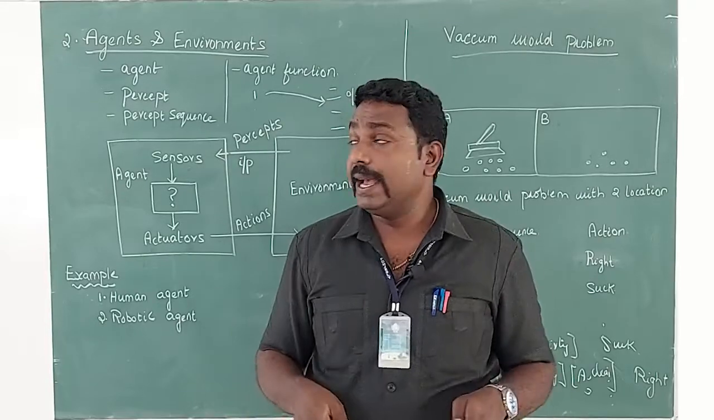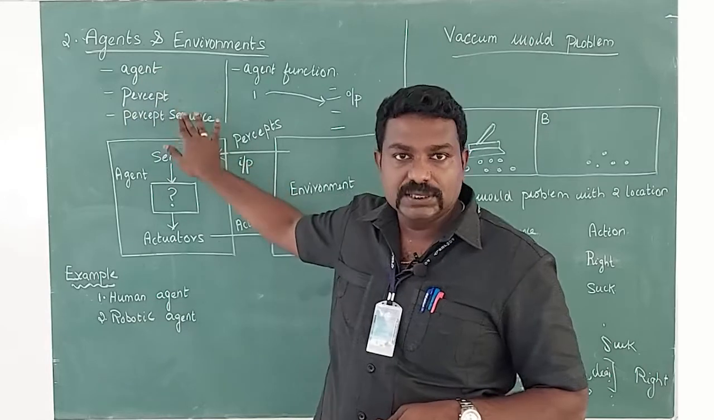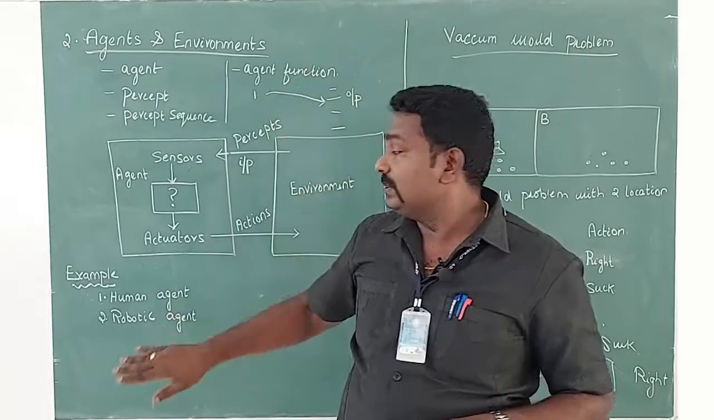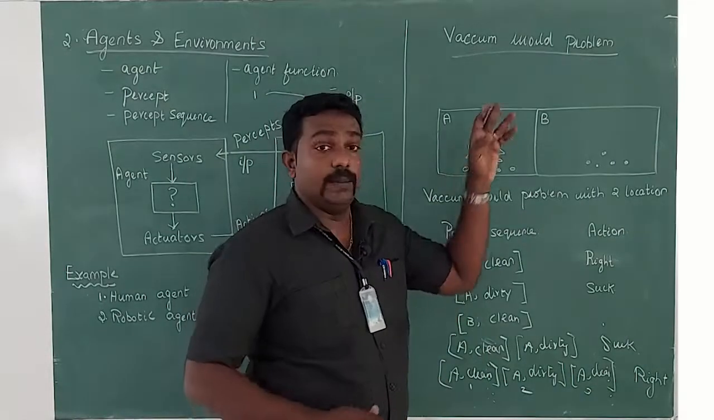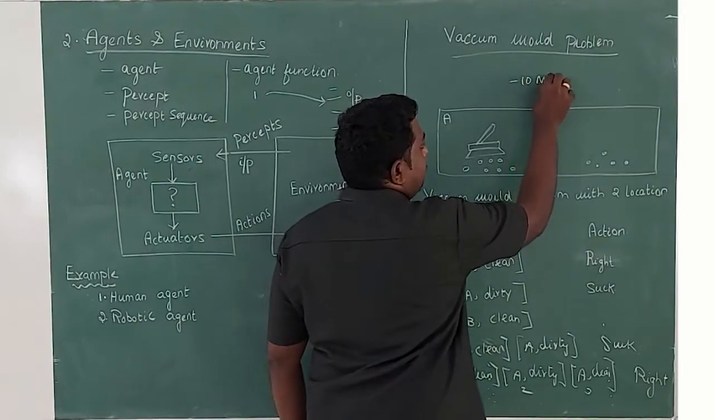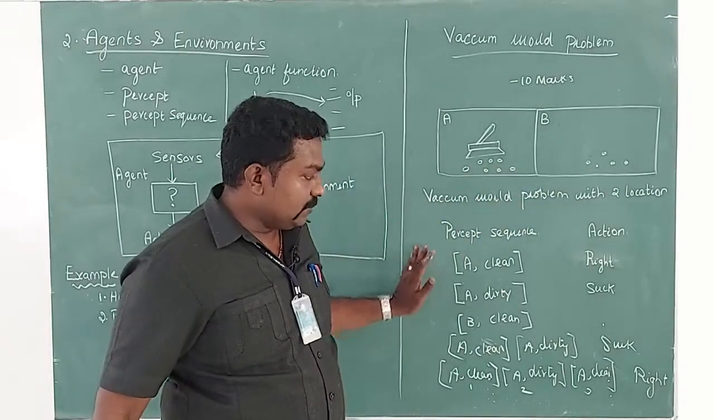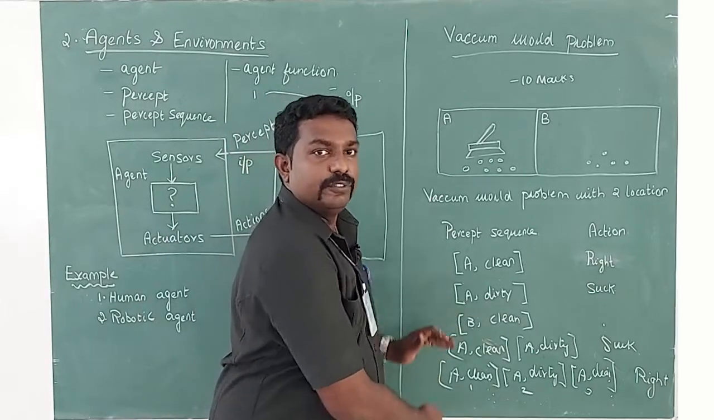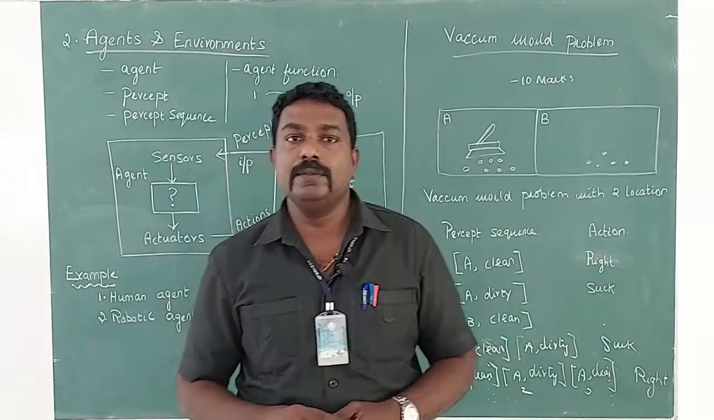In today's class, I have taught you about the definition of an agent, what a percept is, what a percept sequence is, and about the agent function. I have given you two examples, a human agent and a robotic agent, and also in detail the vacuum world problem, which they may ask in university for 10 marks. You just have to describe the vacuum world problem, and give not the entire percept sequence, but 4 to 5 steps of the percept sequence and the action taken. That's all for today's class.